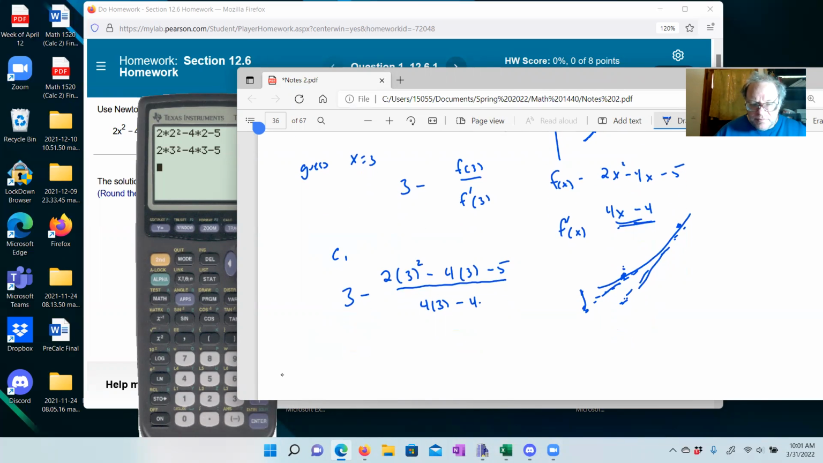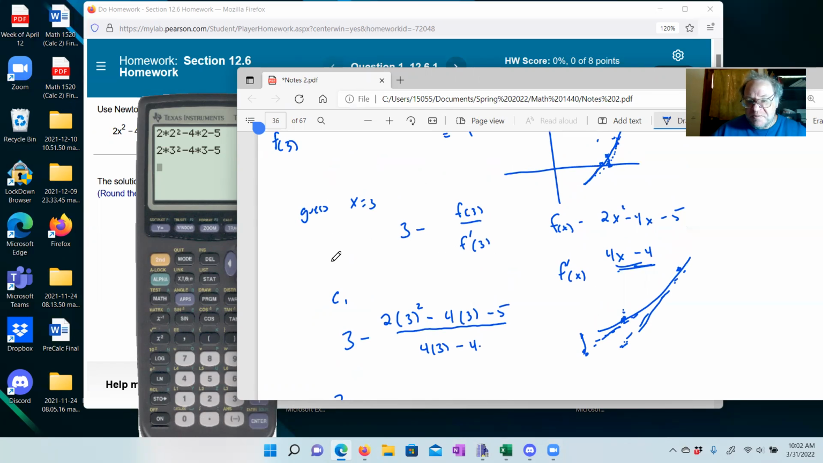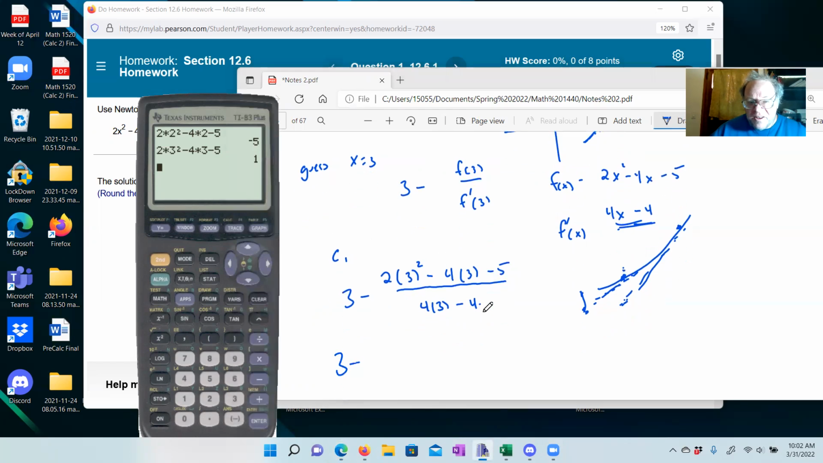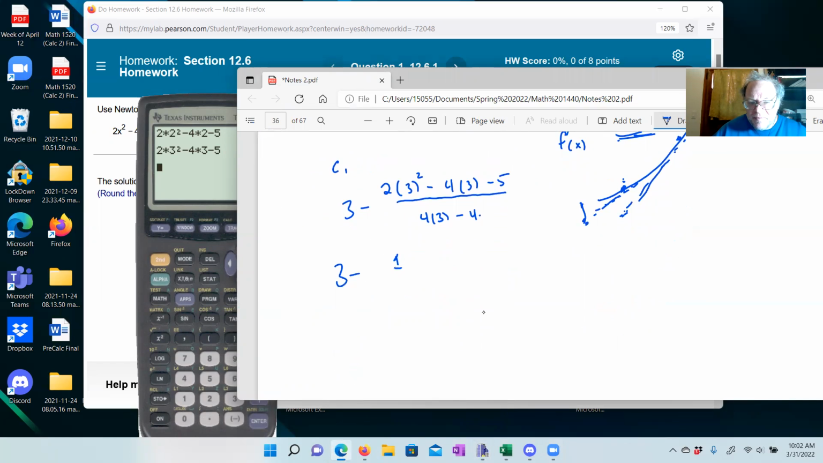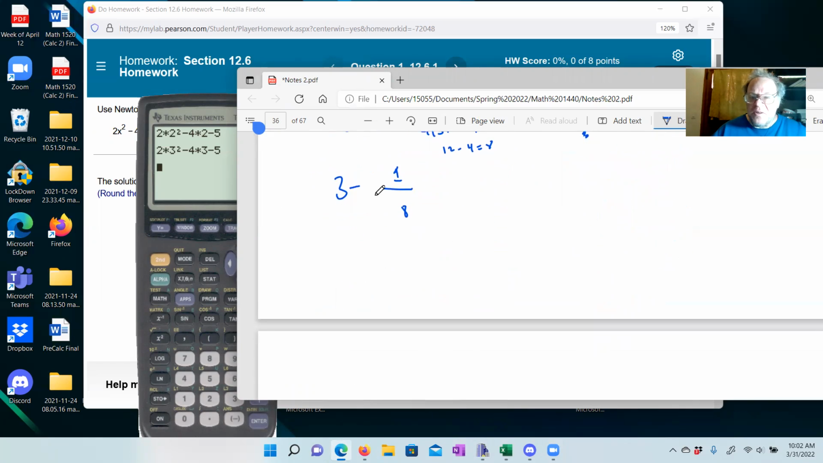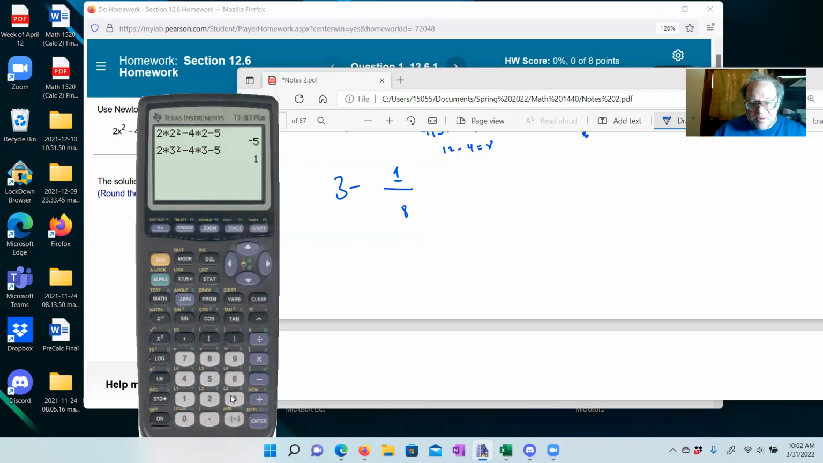We get 3 minus, and we already know what this is going to be, don't we? Because we already typed in 2 times 3 squared minus 4 times 3 minus 5. Oh, look at that, that's 1. Divided by 4 times 3 minus 4, so that's 12 minus 4, which is 8. So 3 minus 1/8. I would say we could do this in fractions, but I know it's going to be a disaster by the second time through. So we just have 3 minus 1 divided by 8.